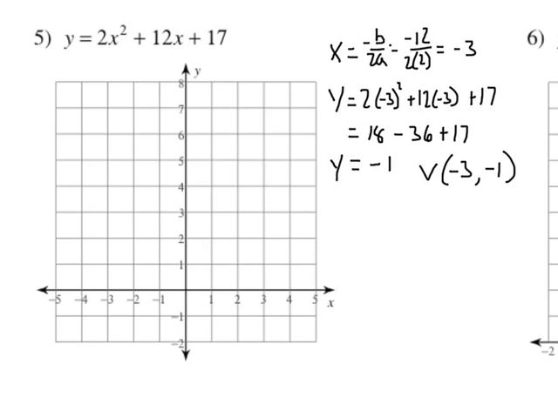So we have an axis of symmetry at x equals -3. This parabola opens up because a is positive, so we have a minimum value of -1. And if we graph this, we have (-3, -1) sits right here. We have our axis of symmetry.